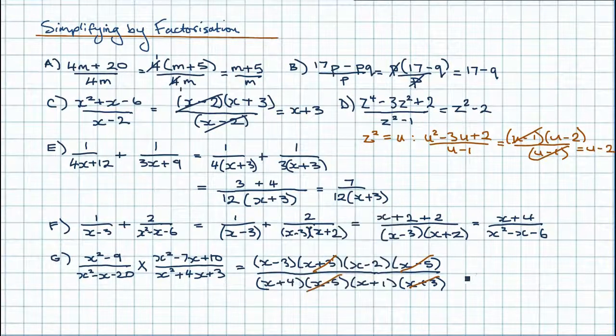Get my blue ink back. And I'm going to multiply out as I go. So x times x is going to give me x squared. Minus 3x minus 2x gives me minus 5x. Minus 3 times minus 2 gives me plus 6. And that's my numerator multiplied out. My denominator is going to be x plus 4 times x plus 1. So x squared, and then I've got plus 4x plus x, so that's 5x, so plus 5x. And my 4 times my 1 is going to give me plus 4. So, there we go.